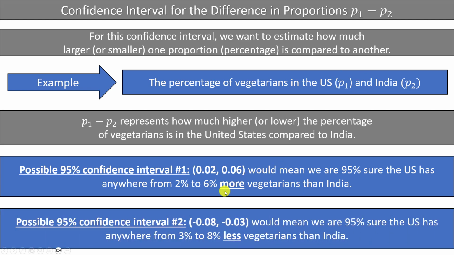If we had negative numbers, on the other hand, then we would say the opposite. We would say that we are 95% sure that the United States has anywhere between 3% to 8% less vegetarians than India, because we had negative numbers.